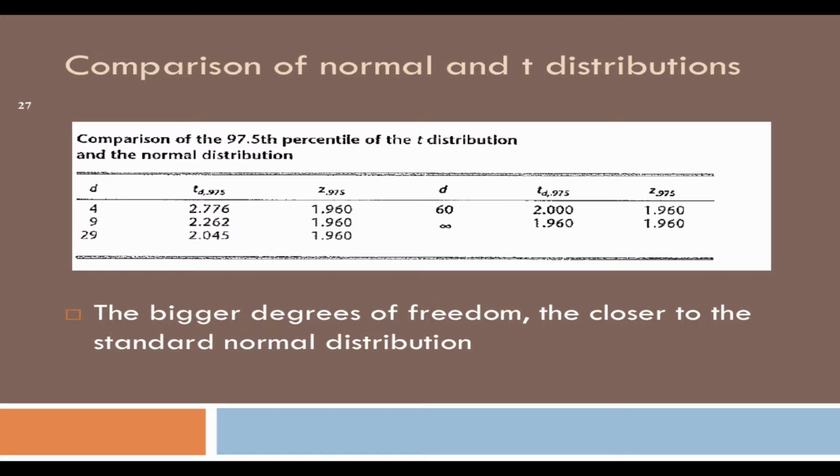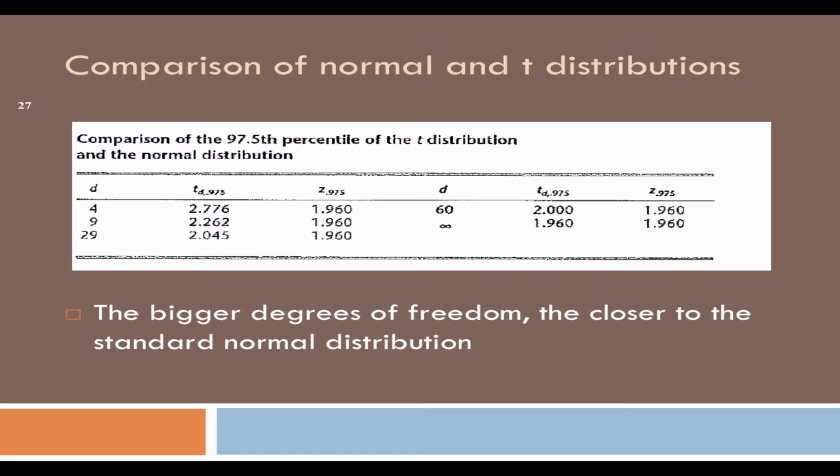And then if degrees of freedom gets bigger and bigger, basically these two curves converge to each other. So these two quantiles converge to each other. When degrees of freedom gets bigger, this quantile gets to 1.96.